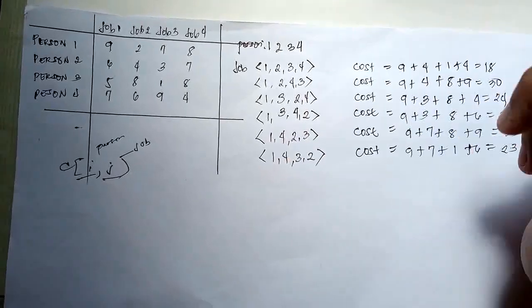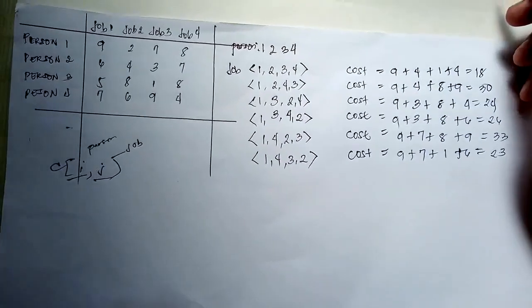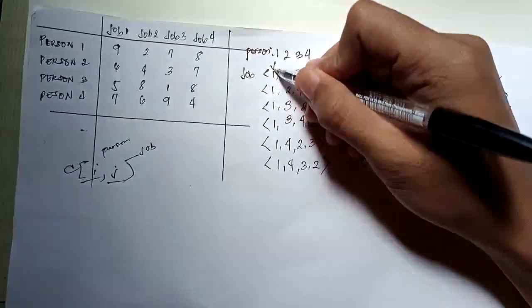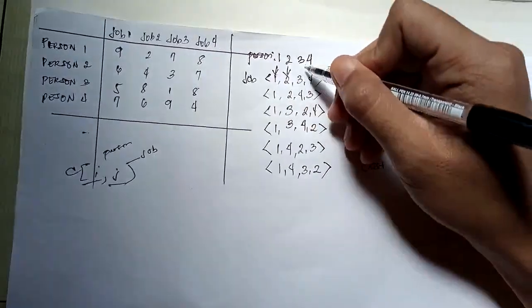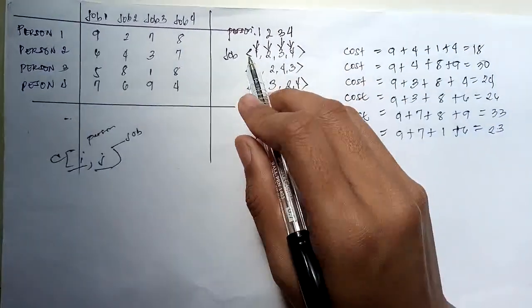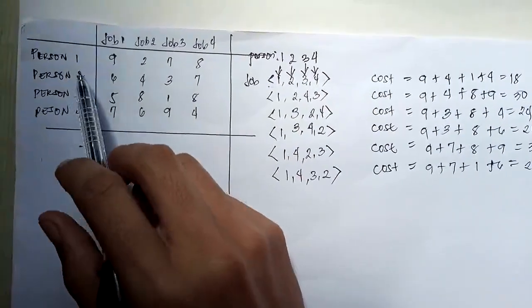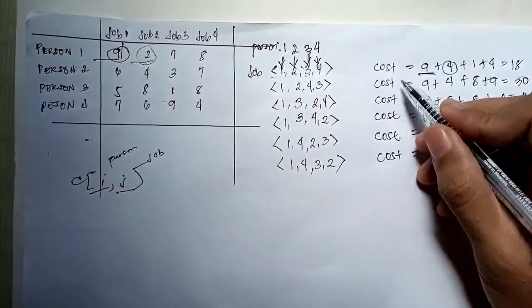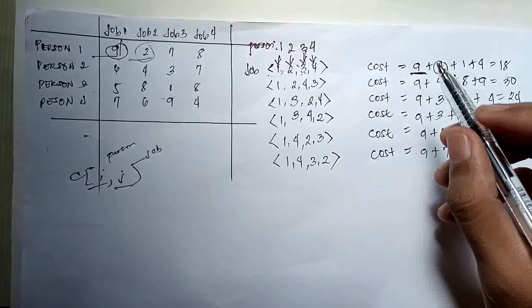Okay, so we are going to do an exhaustive search. Person 1 is assigned to job 1, person 2 is assigned to job 2, person 3 is assigned to job 3, and person 4 is assigned to job 4. So let's go here in the graph. Person 1 is assigned to job 1, which is 9. So let us type here the cost, 9.